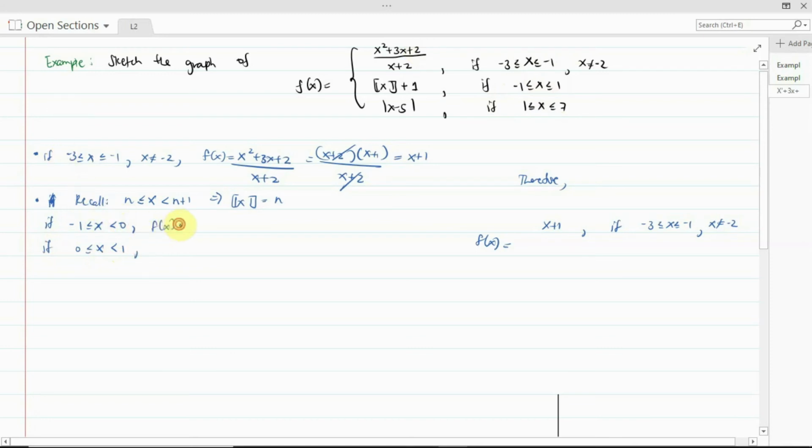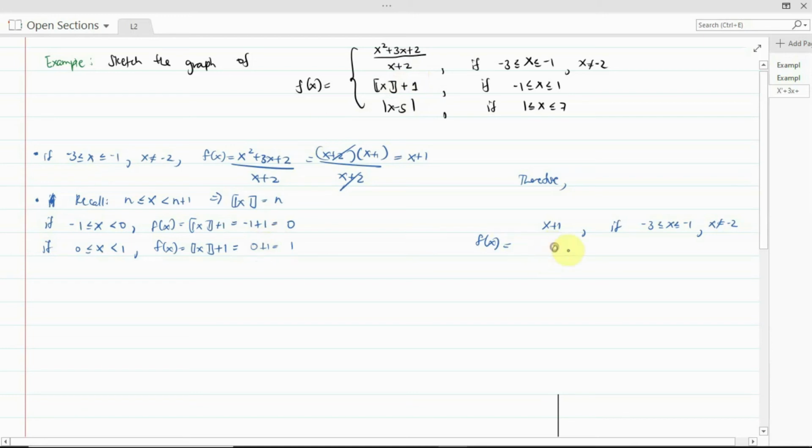Okay. When x is in this interval, what happens to the GIF of x? Sandwiched between two consecutive integers, what is the GIF of x? This smaller one. So you have negative 1 plus 1, or 0. Here in the second, what is the GIF of x sandwiched between 0 and 1? The GIF of x is 0. So you have 0 plus 1. If you add, it's 1. Okay? So this GIF of x plus 1, we split into two cases.